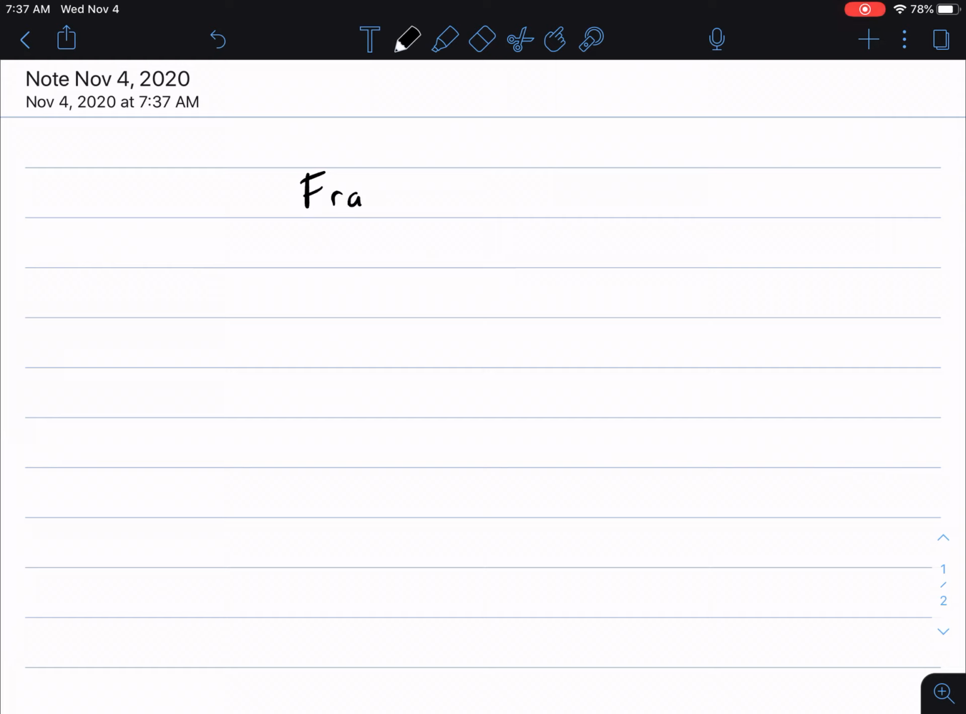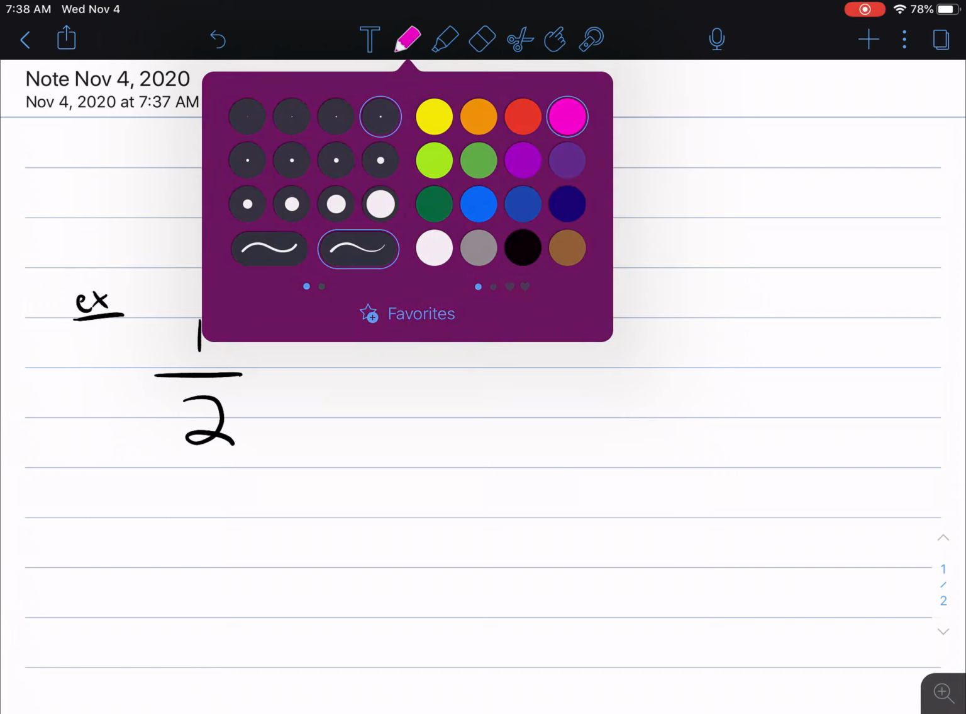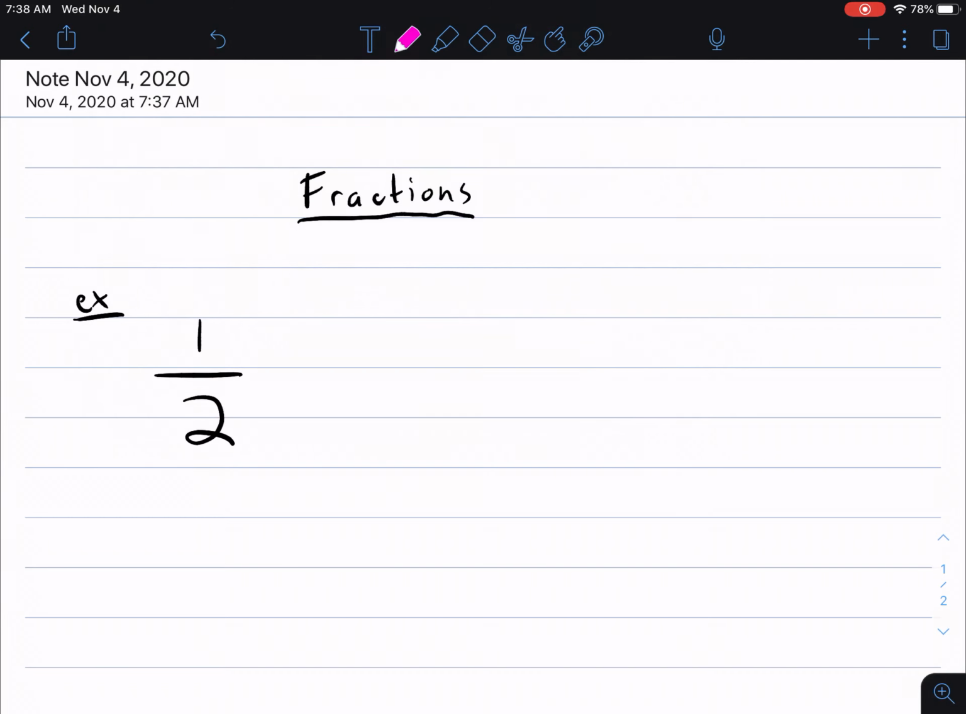All right, fractions. I have an example: 1/2. The number on the top is the numerator, and the number at the bottom is the denominator.